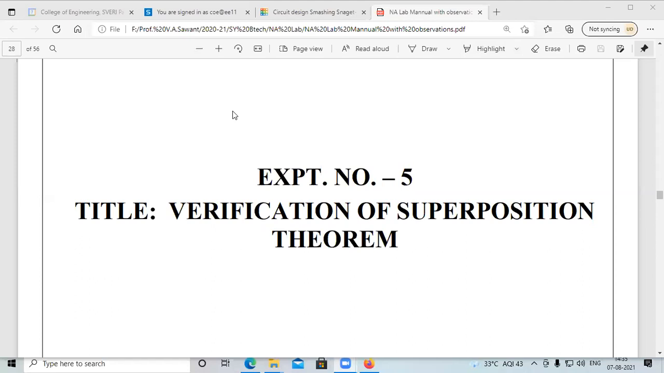In the previous practical lecture, we conducted some practicals on Tinkercad. That is, we conducted the practical related to verification of Thevenin's theorem, verification of Norton's theorem, verification of KCL or mesh analysis technique, and verification of node analysis technique. So this core practical we have already conducted in the previous practical lecture.